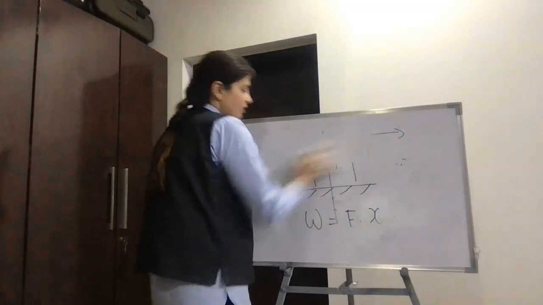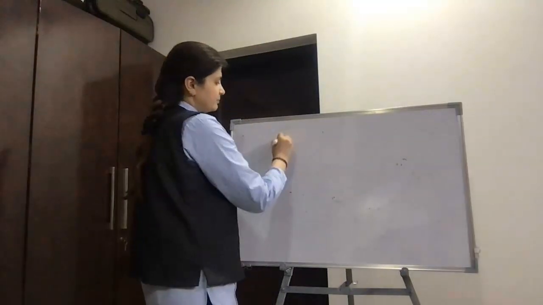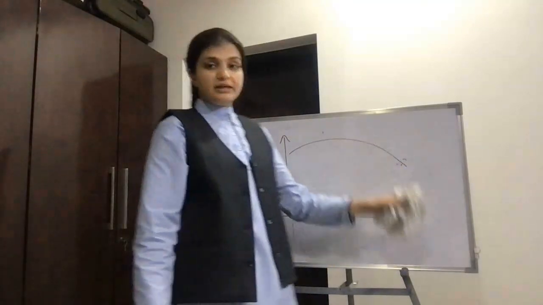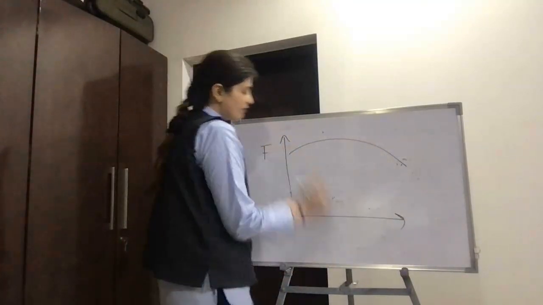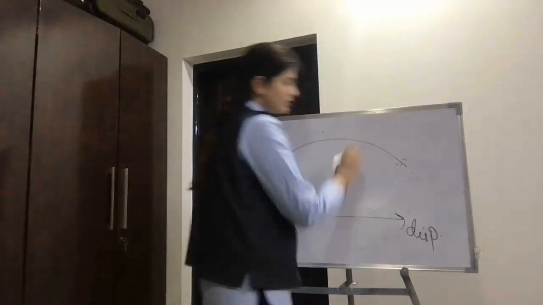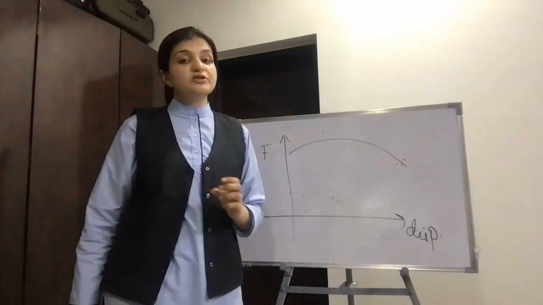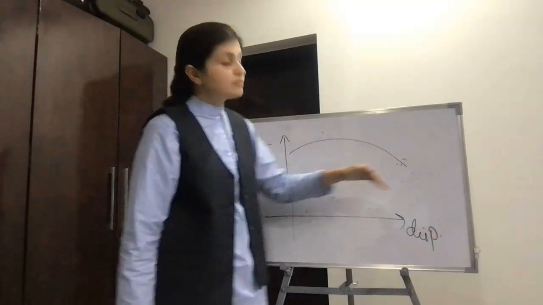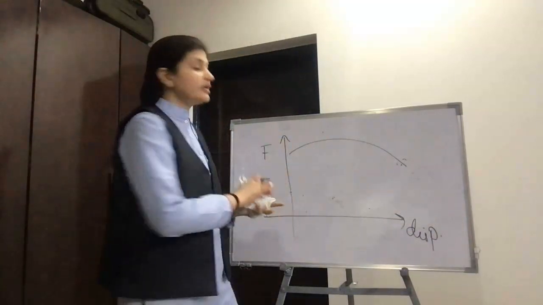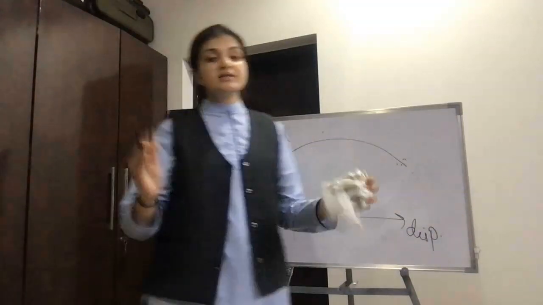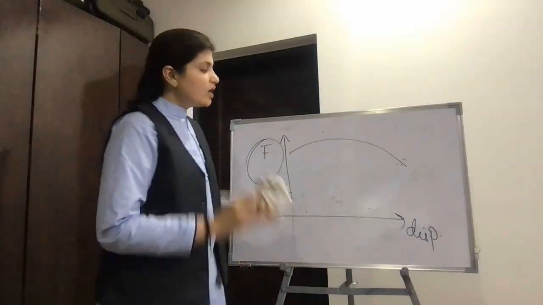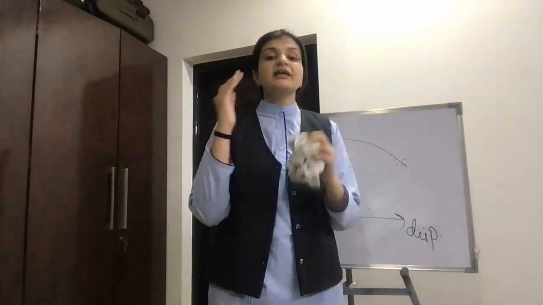Now if I draw the variable force graph, where the force is of variable nature, we have to find the total work done in this case. Variable nature means its magnitude is changing with respect to its position, with respect to the displacement it has caused. Now how can we find the work done in this case?